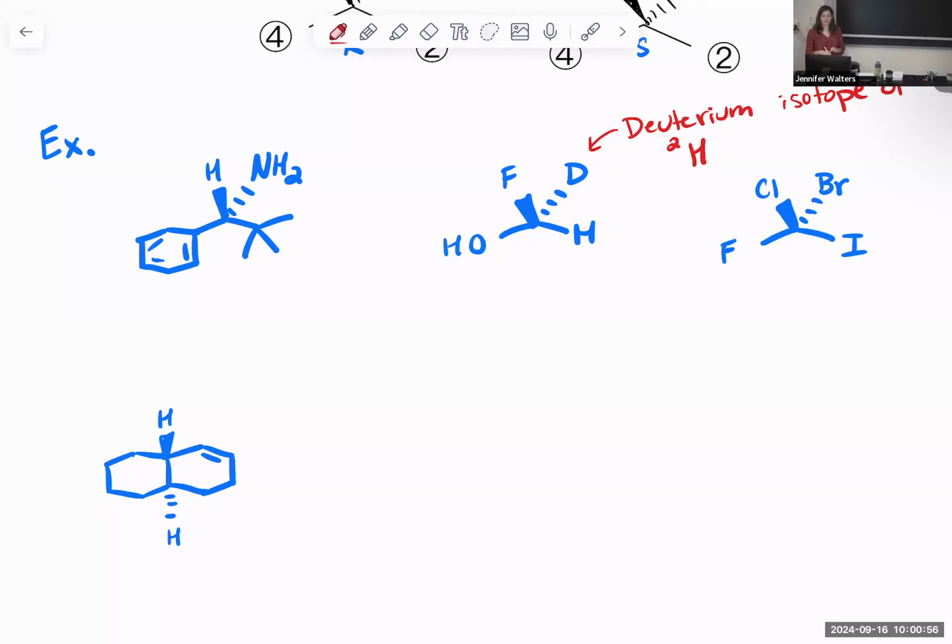All right, what did we get for the first one? I think I got R. So what is our highest priority? The nitrogen, that amine, is going to be 1 because we're comparing hydrogen, nitrogen, carbon, carbon, right? When you go atom by atom, the nitrogen is going to be the highest priority. Hydrogen is going to be our lowest. Then we're going to compare those carbon atoms.